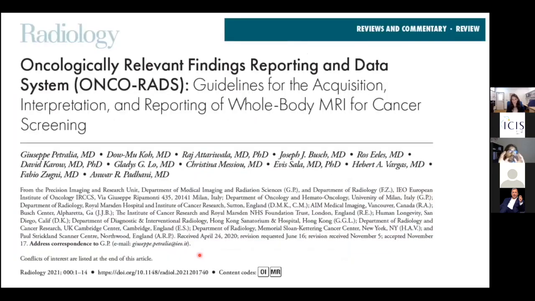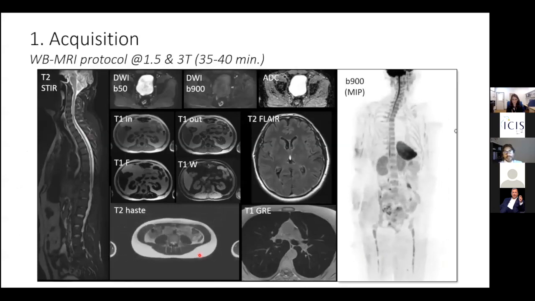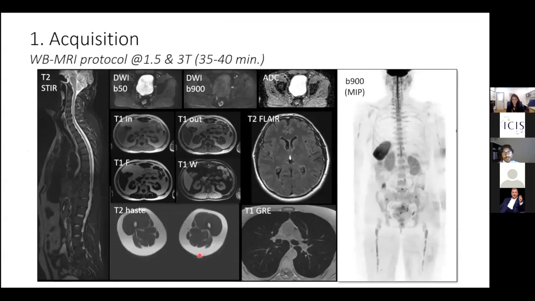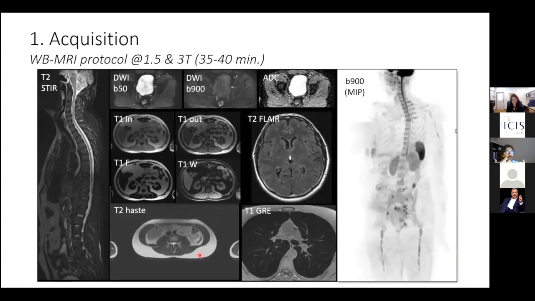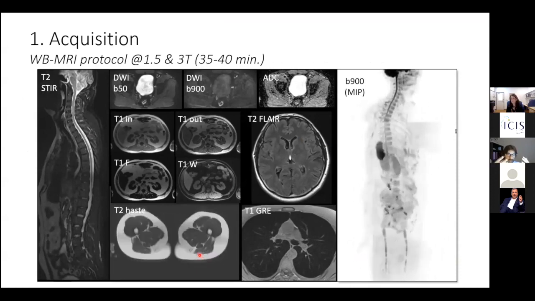So just going back to the guidelines, ONCO-RADS are guidelines for the acquisition, interpretation, and reporting. And I will guide you into these steps. The first step is acquisition. We tried, all the group, to make some order, because sometimes full body MRI scares radiologists who approach the examination because of the complexity. Well, we try to make it simple.